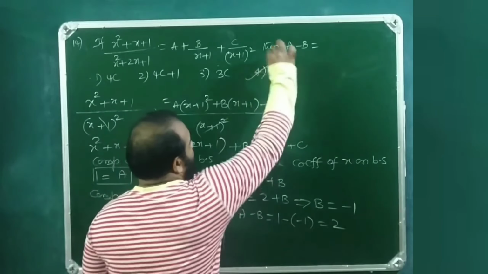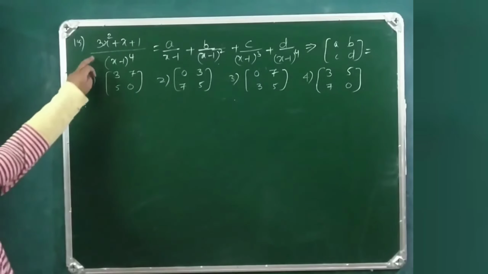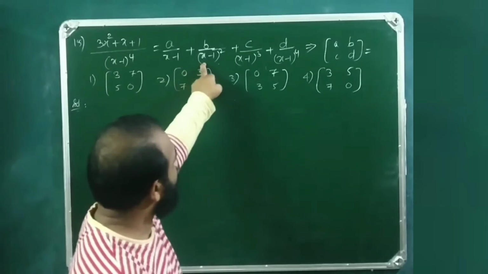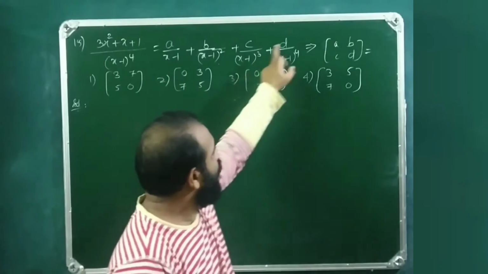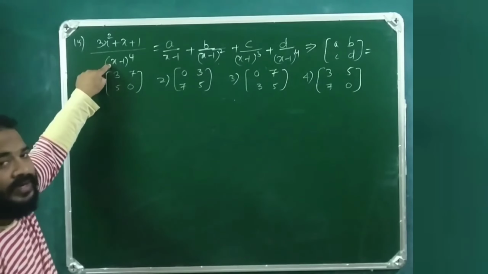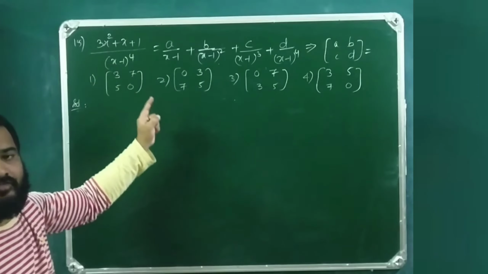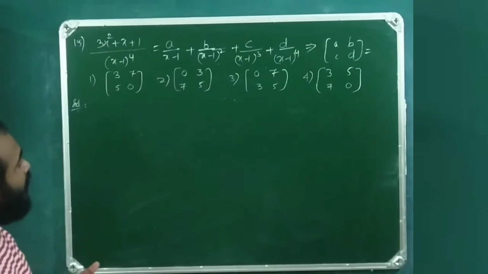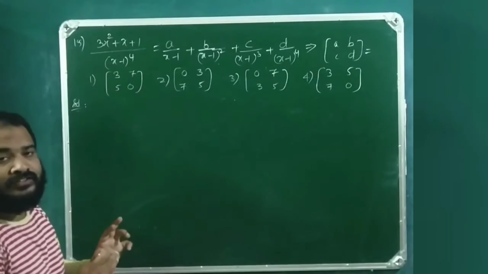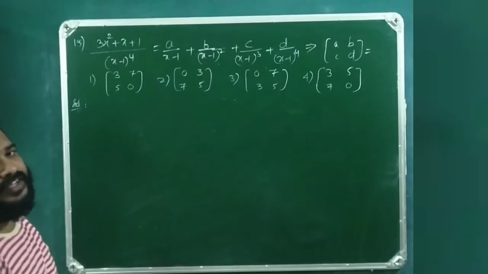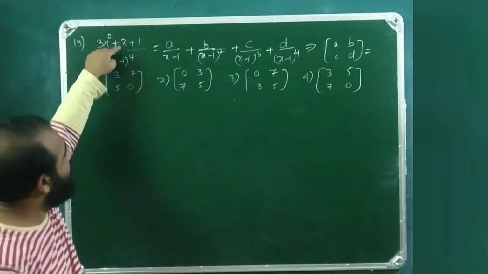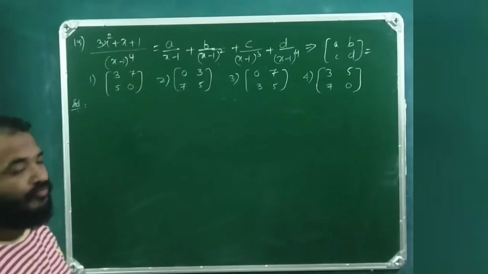So option number 4. (3x square plus x plus 1) by (x minus 1) whole power 4 equals a by x minus 1, b by (x minus 1) whole square, c by (x minus 1) whole cube, d by (x minus 1) whole power 4. So here the denominator contains a repeated linear factor only. We have discussed in the regular class also that if the denominator contains only a repeated linear factor, then instead of a by x minus 1, b by (x minus 1) whole square, c by (x minus 1) whole cube, d by (x minus 1) whole power 4.